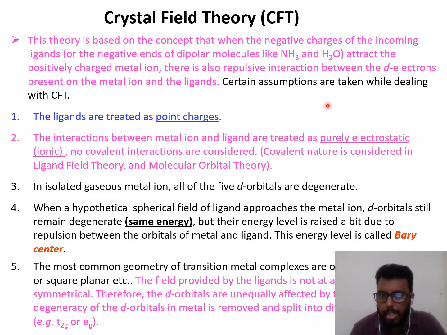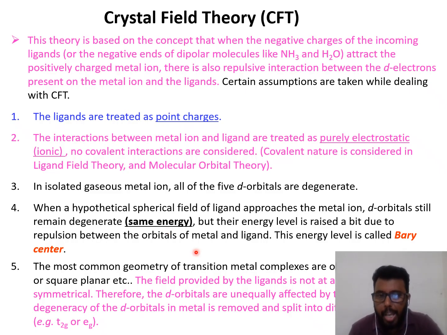To understand the crystal field theory, CFT, we should have certain assumptions. The ligands are treated as point charges. It can be negative, positive, or neutral. We have already seen the types. The interaction between the metal ion and the ligand is treated as purely electrostatic, because opposite charges lead to electrostatic interaction, mostly ionic interaction. No covalent interactions are considered, which means no direct chemical bonding happens. Covalent nature is considered in ligand field theory and molecular orbital theory, and not in the crystal field theory.